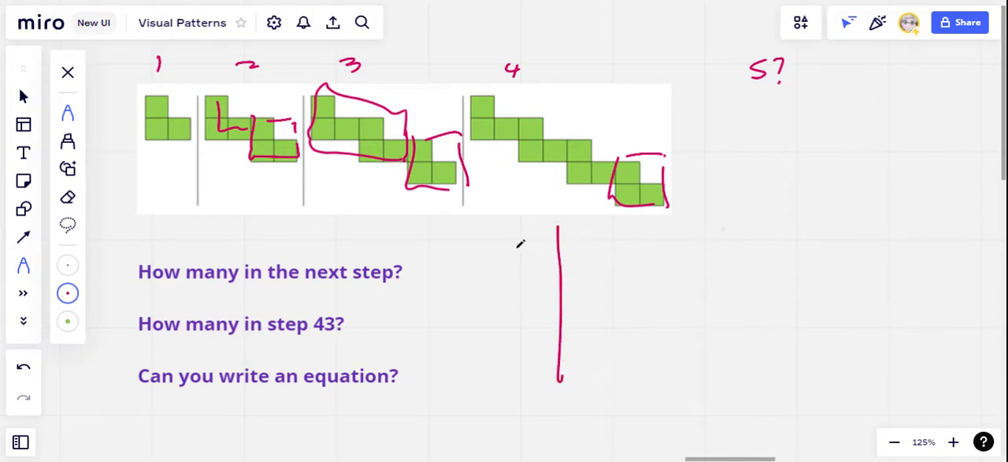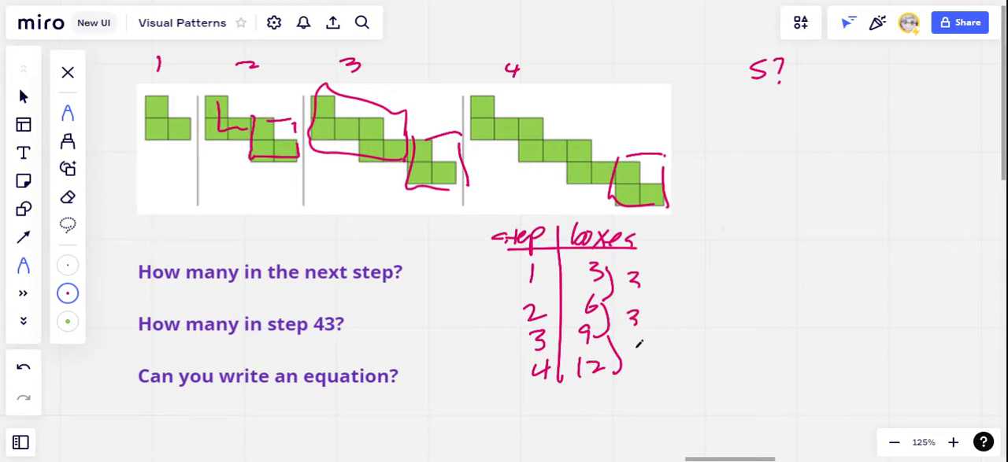We can verify this by being careful and making a chart. So we'll put the step number in the boxes, and in step 1 there's 3, in step 2 there's 6 boxes, in step 3 there's 9 boxes, in step 4 there's 12 boxes. And if we look at the difference between the number of boxes in each step, 6 minus 3 is 3, 9 minus 6 is 3, 12 minus 9 is 3. It keeps going up by 3.